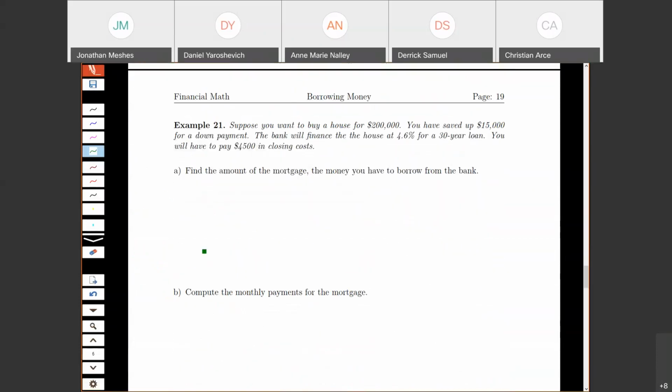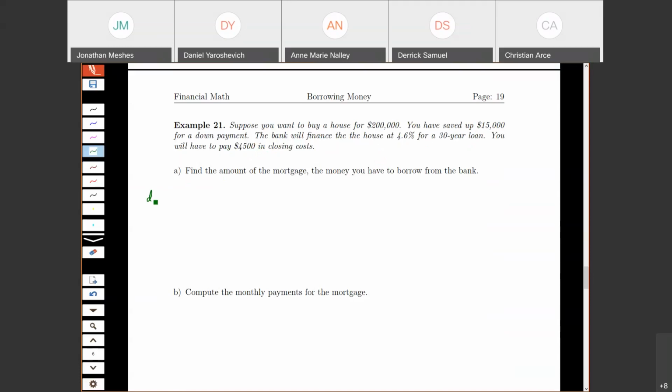All right. Let's look at an example of buying a house. We want to buy a house. The house costs $200,000. We've saved up $15,000 for a down payment. The bank will finance the rest at 4.6%. They're going to give us a 30-year loan, and we're going to have $4,500 in closing costs. So I have $15,000. I'm going to have to pay $4,500 for closing costs.